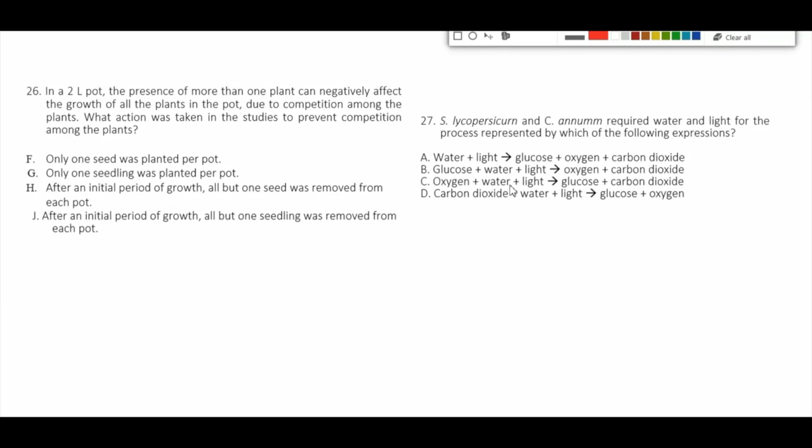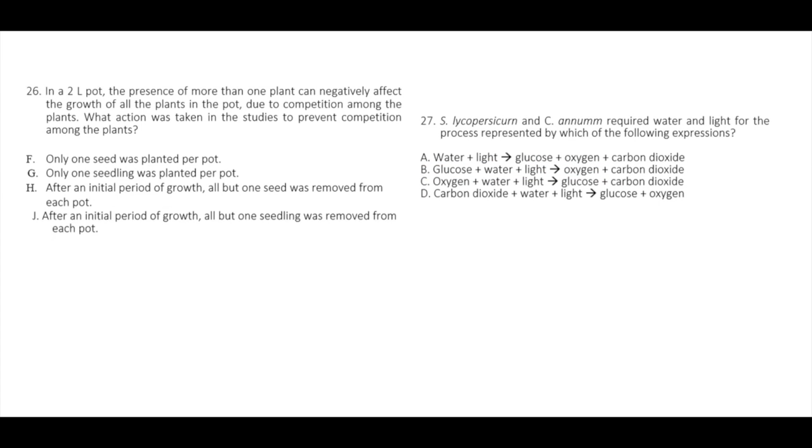Now let's see here. A has just water and light becoming glucose, oxygen, and carbon dioxide. Now we know that through photosynthesis, plants take in carbon dioxide and they produce oxygen. This is how all the trees balance out people and animals breathing. So let's look at the available options here. We already know it's not B, so we'll cross that out. A doesn't have carbon dioxide going in, and C has oxygen going in, but we know it's supposed to be carbon dioxide for the correct photosynthesis and respiration for plants. And so we know that the correct answer here is D.